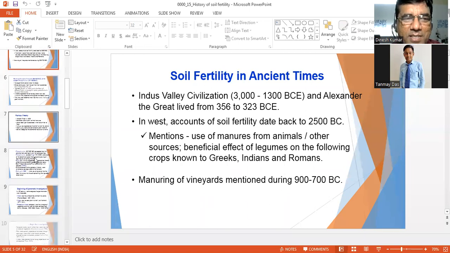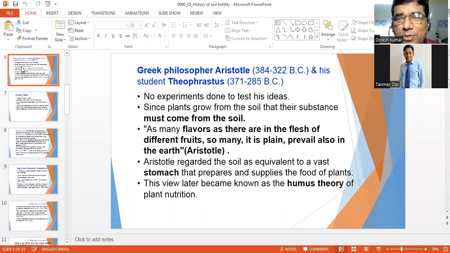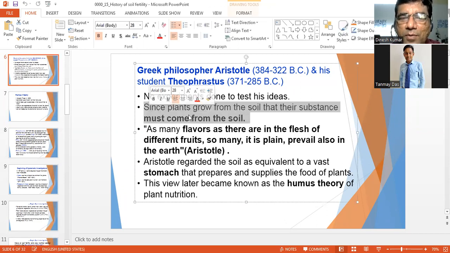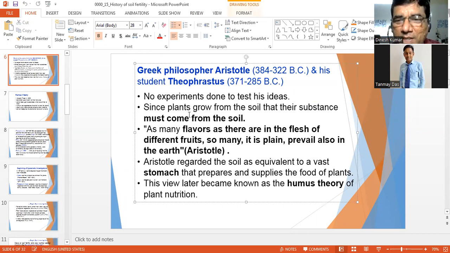You don't need to bother about these dates. This is just to get some idea of how this subject started. The Greek philosopher Aristotle, 384 to 322 BC, and his student Theophrastus, 371 to 285 BC. No experiment was done to test his ideas, but Aristotle was a philosopher, so he had some philosophy about soil fertility. Since plants grow from the soil, their substance must come from the soil. At a very early stage, he said that they are growing in soil and their substance must come from the soil.